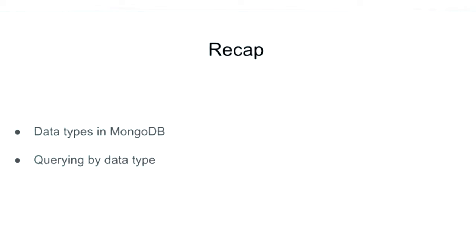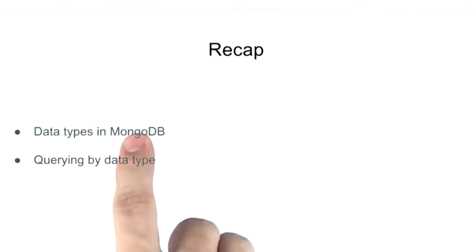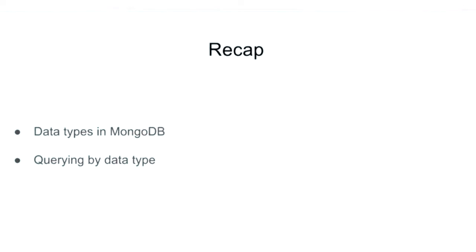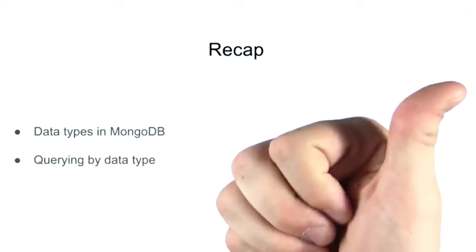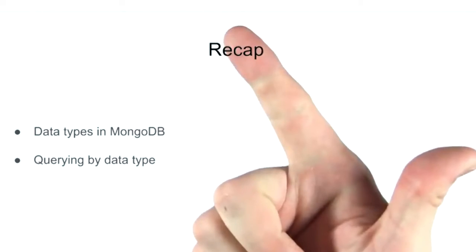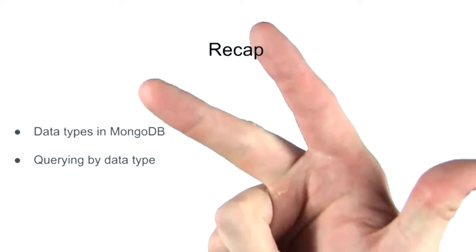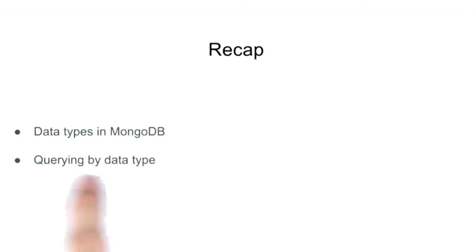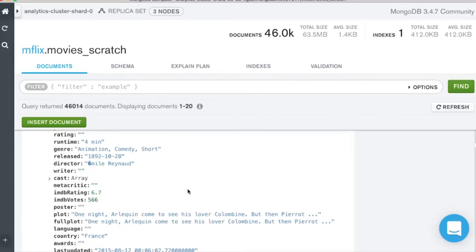So let's go ahead and recap what we discussed in this lesson. We saw a list of all of the different data types in MongoDB, and specifically we talked about three special ones. We talked about object ID, we talked about date, and finally we talked about decimal 128. And then we saw that we can actually query MongoDB based on data type, which is useful for cleansing data, and it can also be useful when we have documents with different types for a field across multiple documents.